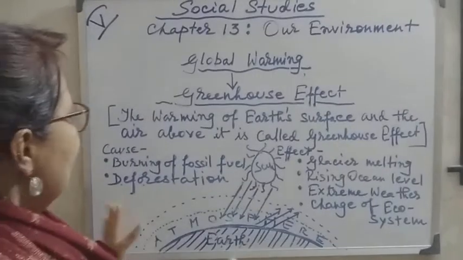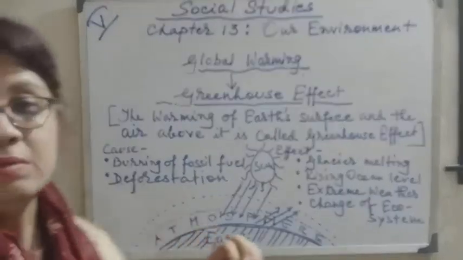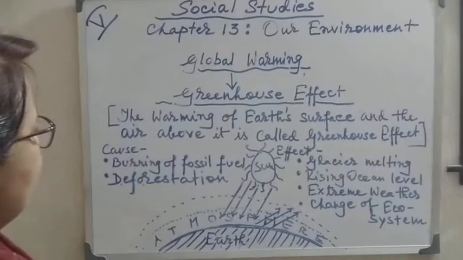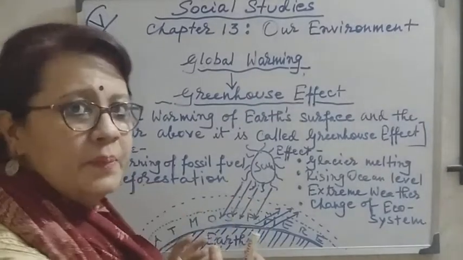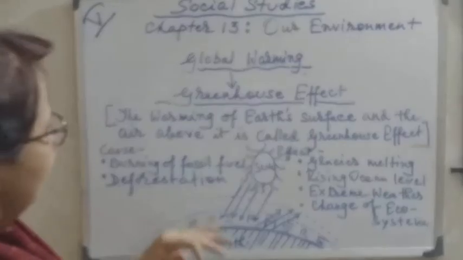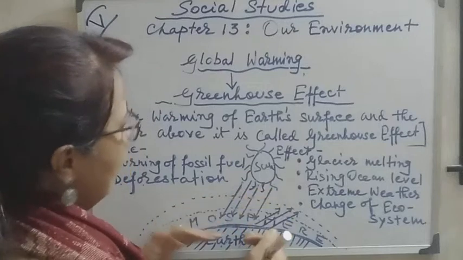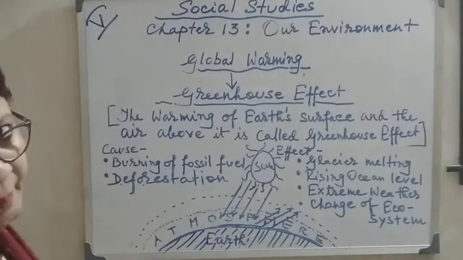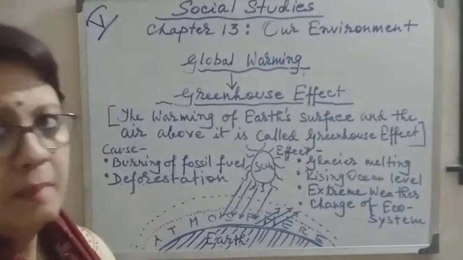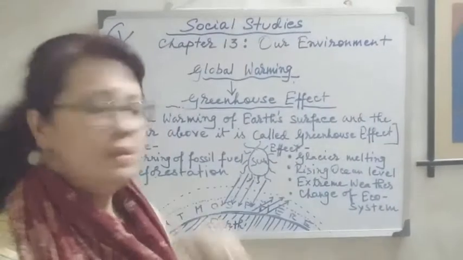But what are the greenhouse gases? Carbon dioxide, methane. They are the greenhouse gases. These greenhouse gases trap the temperature within the atmosphere and Earth. In this way, Earth's temperature increases day by day. The heat can't reflect back, and the balance is already disrupted. In this way, global warming takes place.